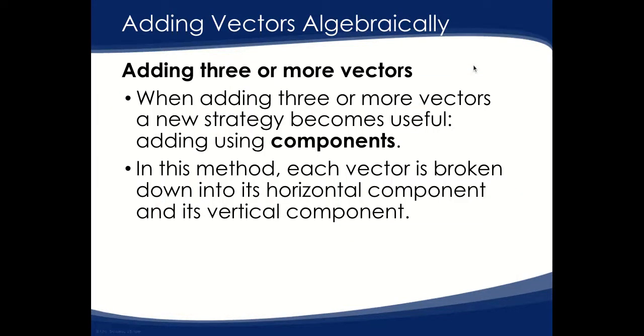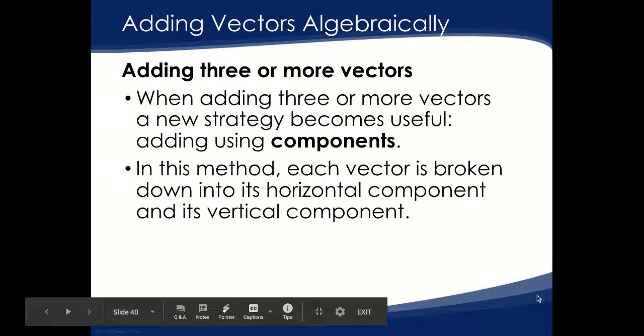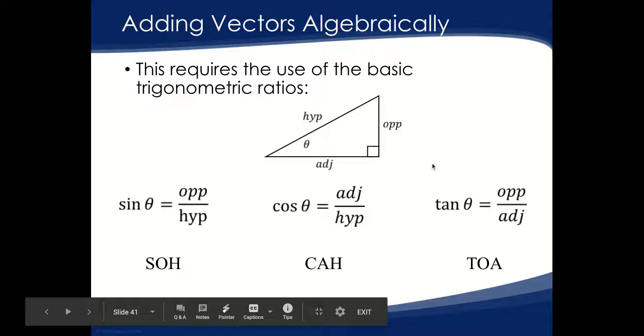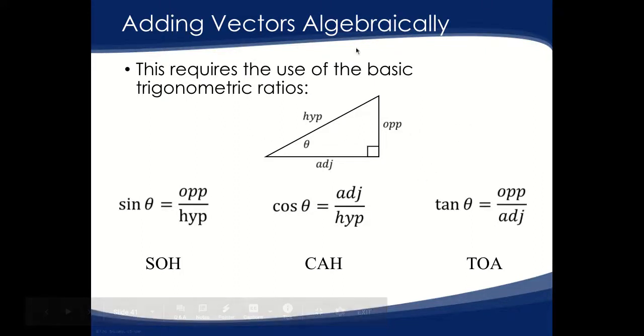So the very last thing to talk about is adding 3 or more vectors. This would be where you're not going to end up with a triangle at the end. So you'd have 3 or 4 or 5 different vectors, and you're going to be adding them up using components. In this method, each vector is going to be broken down into its horizontal component and its vertical component, so your x values and your y values. Again, we're going to be using these basic trig ratios, these trig functions.